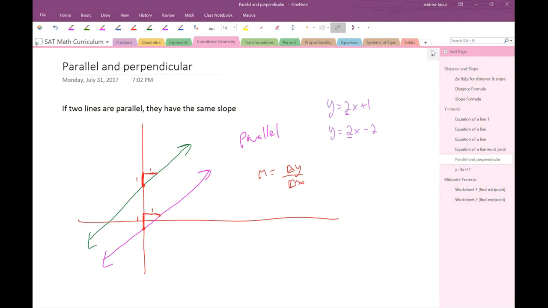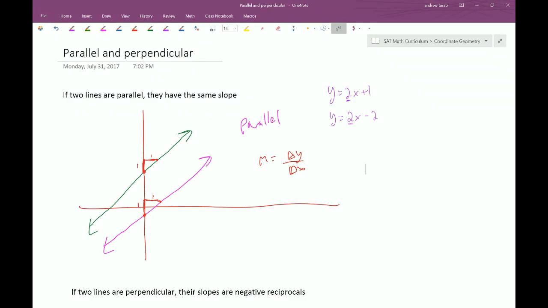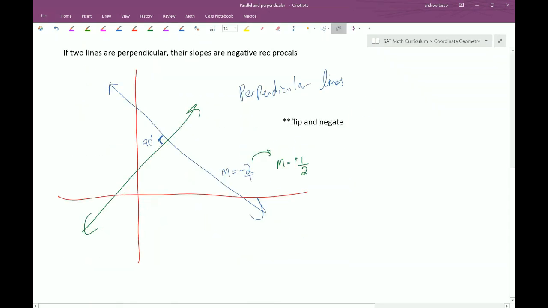Okay? So the idea of these two lines being parallel is going to show up in the equation y equals mx plus b as the m term. As you can see here, y equals 2x plus 1 and y equals 2x minus 2 have the same slope of 2. Now, on the other hand, we could also have two lines that are perpendicular.